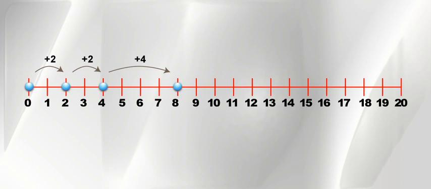Are you starting to see a pattern? Doubling the value of 8 gets us 16, which is the same as a skip count by 8. So here's the pattern. Whatever number you're on the number line, skip count by that number once to double it.